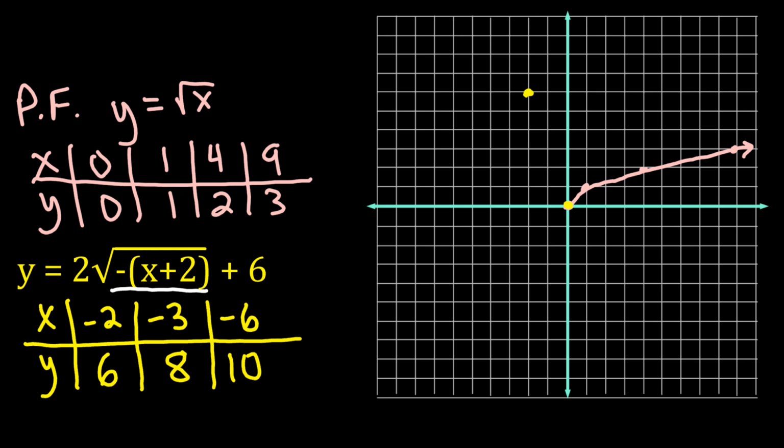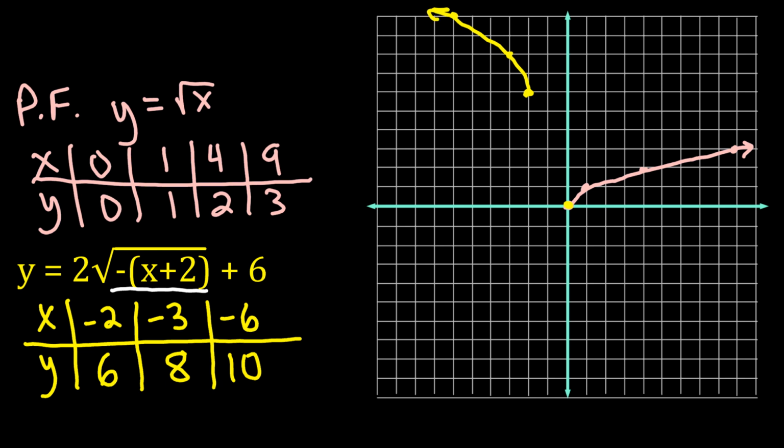And so if we keep going, this is going to be off the graph. So we'll just graph these three and see what it looks like. -3, up 8, right there. And -6, up 10, so right there. So this one, I don't like that line. Let's start fresh. This one's going to look something like that.